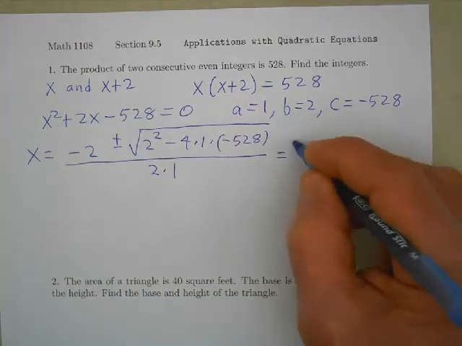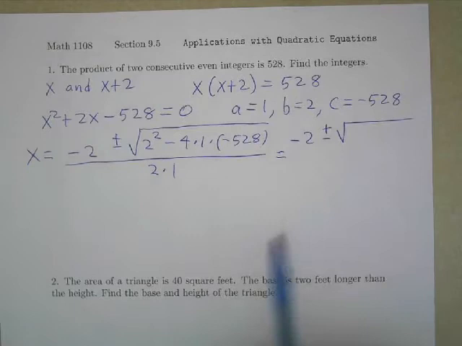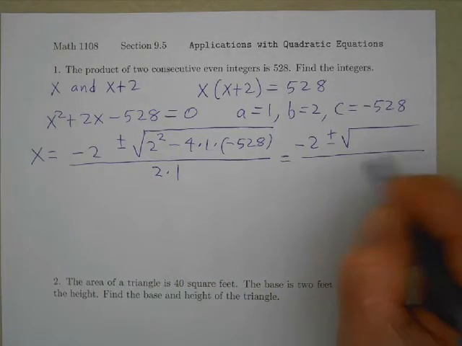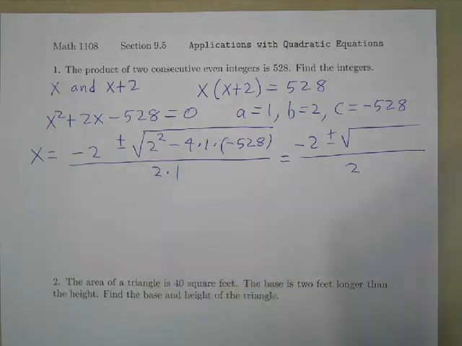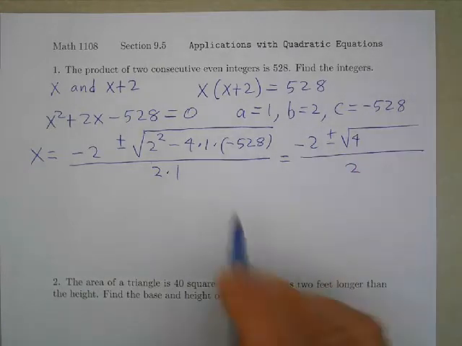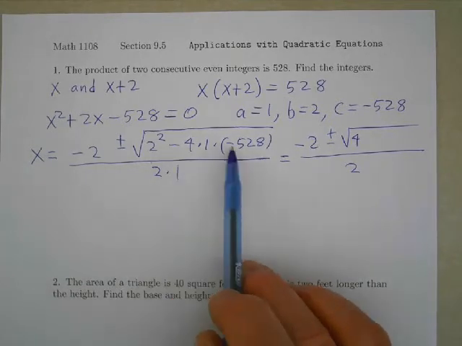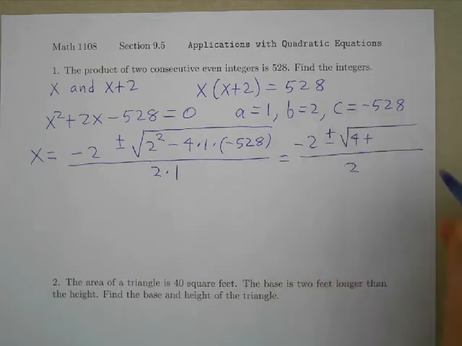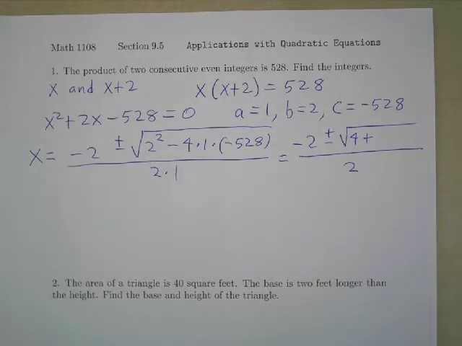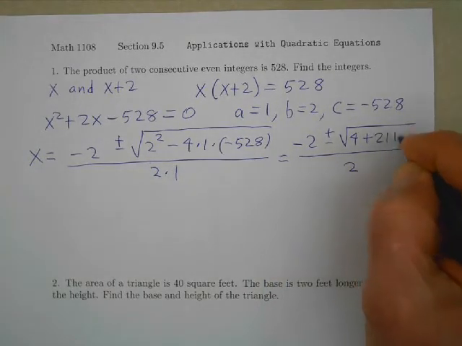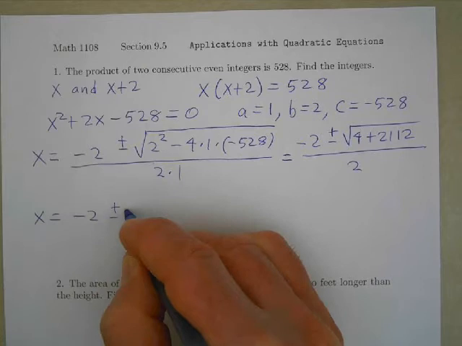And then we do the arithmetic. In the numerator, we have negative 2 plus and minus, and then the square root of some number, all divided by 2. Okay, well, on the inside of the square root, we have 2 squared, which is 4. And we're subtracting 4 times 1 times negative 528. So if we subtract a negative, that's equivalent to adding a positive. And 4 times 528 is just 2,112.